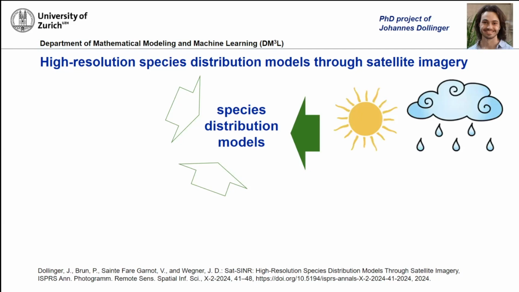And what are the inputs? So the climate data: we have climate data decades back that we can use, reprocessed, pretty accurate climate data.